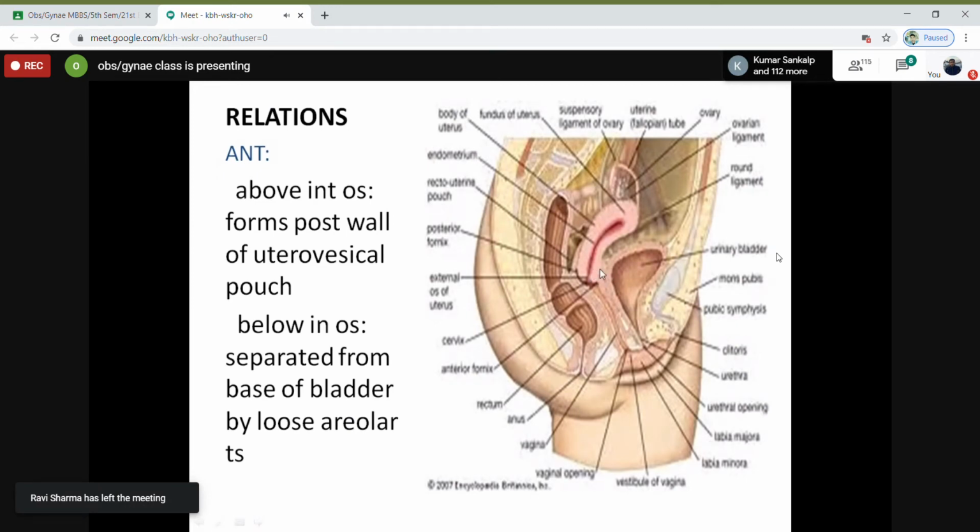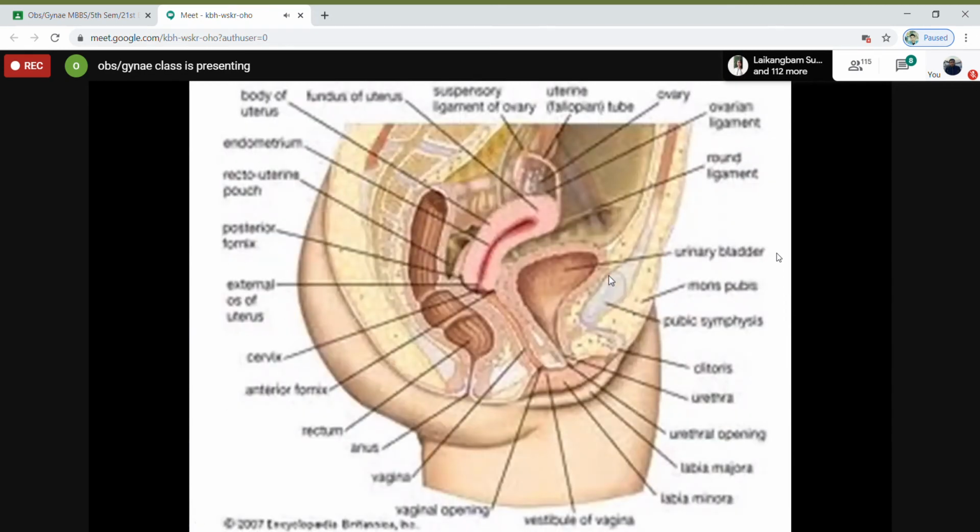It is separated from the base. This is the bladder base. So this is the base of the bladder. It is separated by loose areolar tissue. The same thing here, you can see this is the uterus. This is the uterovesical pouch, and this is the bladder base. So it is separated by the loose areolar tissue.